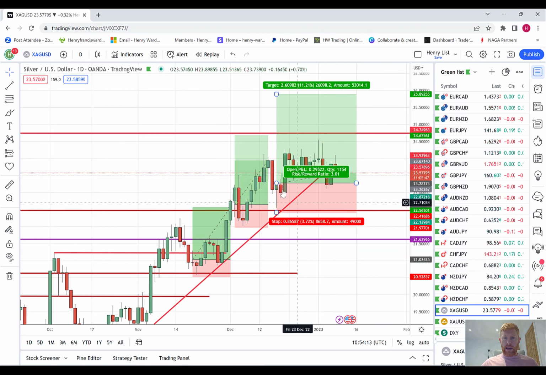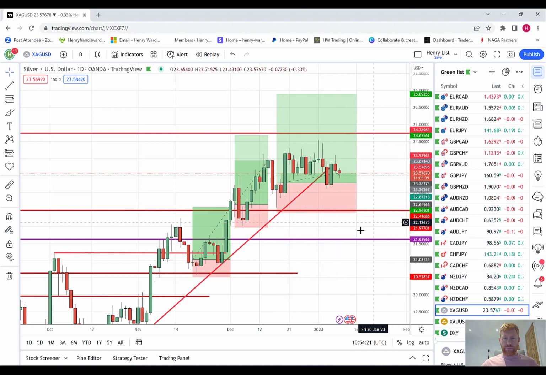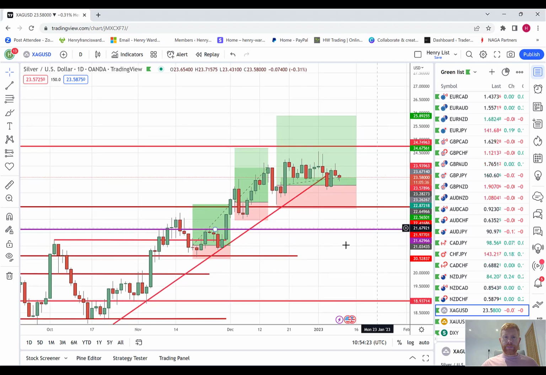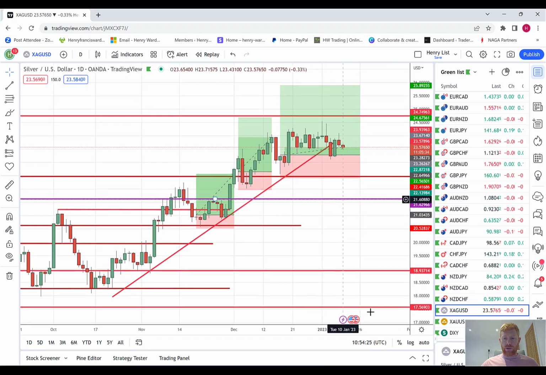So this trade has sort of started moving sideways since our entry point. We had one bullish day and then it's moved sideways since, which is massively frustrating. But we drop down onto gold.